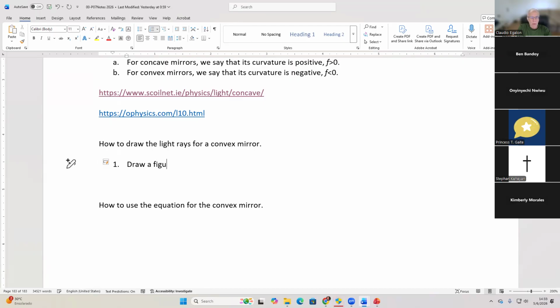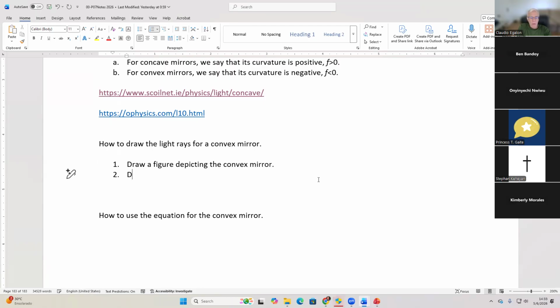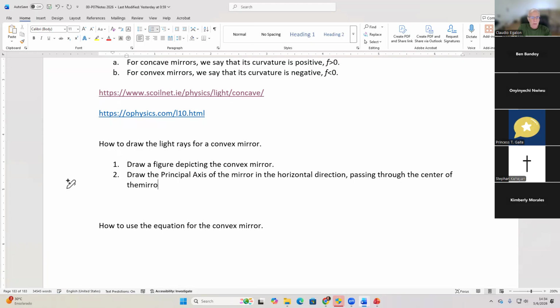Draw a figure depicting the convex mirror. Two, draw the principal axis of the mirror in the horizontal direction, passing through the center of the mirror.